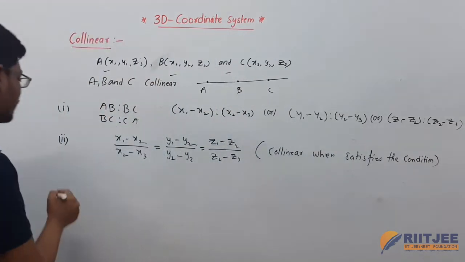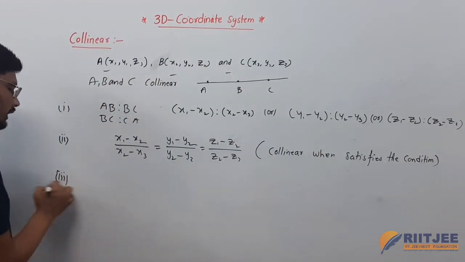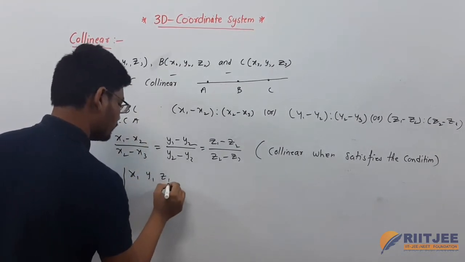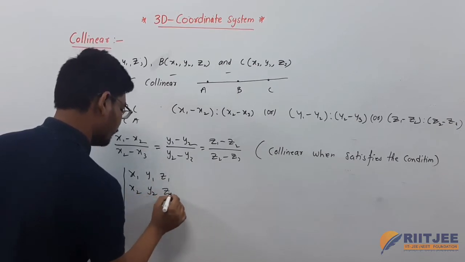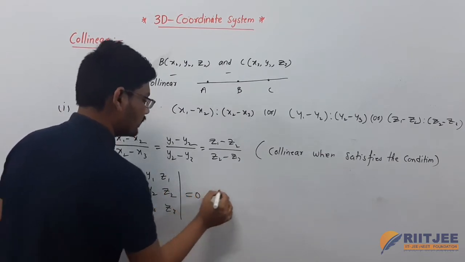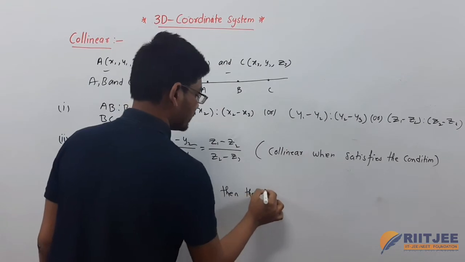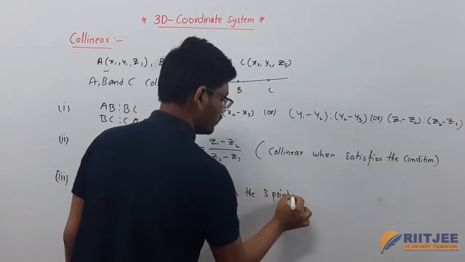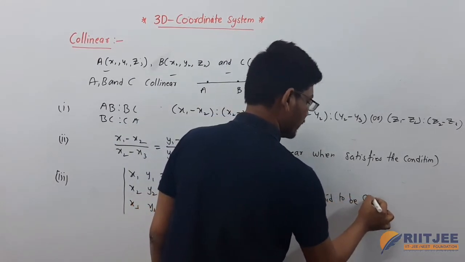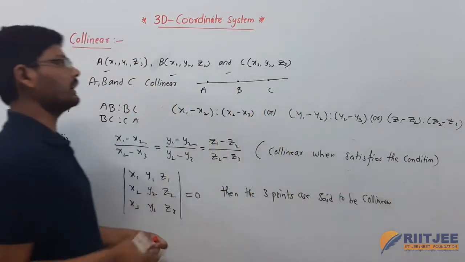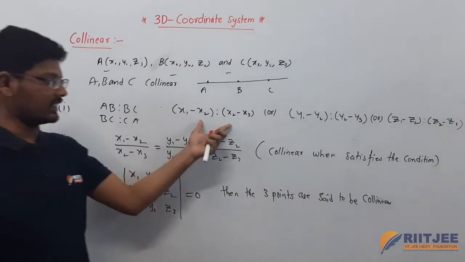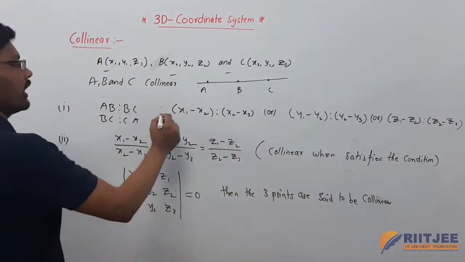Next, the third point is the determinant of the values x1, y1, z1 and x2, y2, z2 and x3, y3, z3 is equal to 0, then the 3 points are said to be collinear. Collinear is nothing but if 3 points lie on the same line, then we call these 3 points collinear.